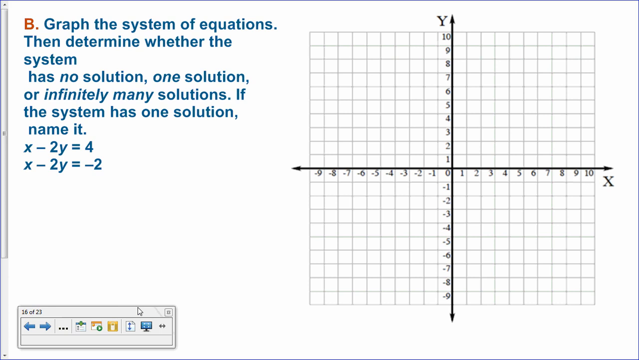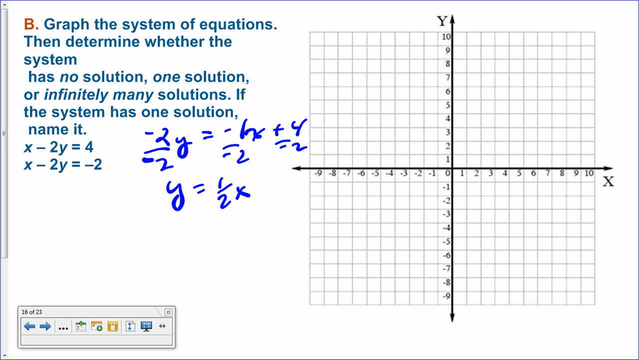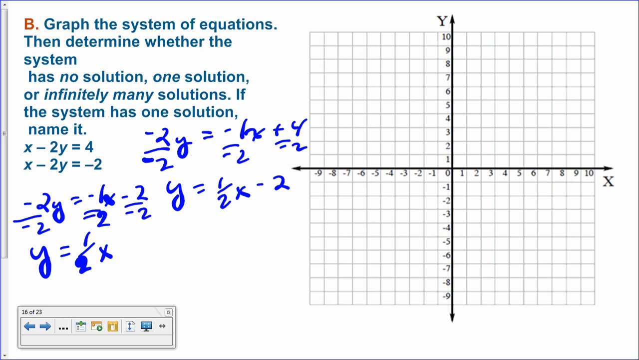Okay, so let's see. Do the first one, it's going to be negative 2y equals minus 1x plus 4, divided by negative 2. y equals 1/2 x minus 2. Okay, and then negative 2y equals negative 1x minus 2, divided by negative 2, y equals 1/2 x plus 1. What do you notice about these two?